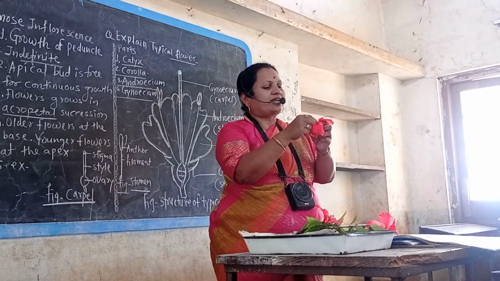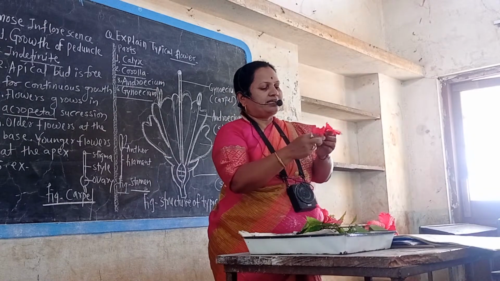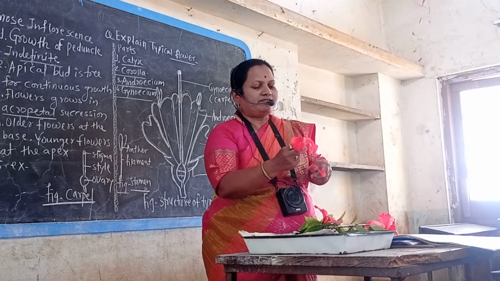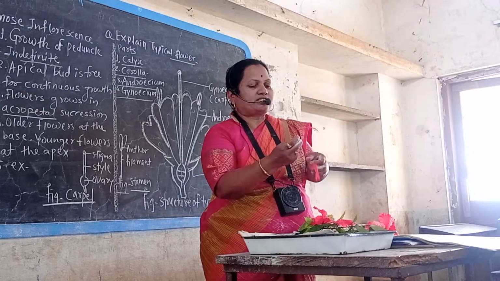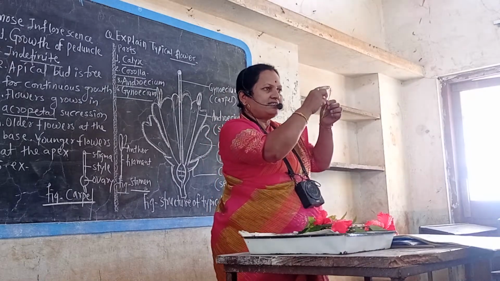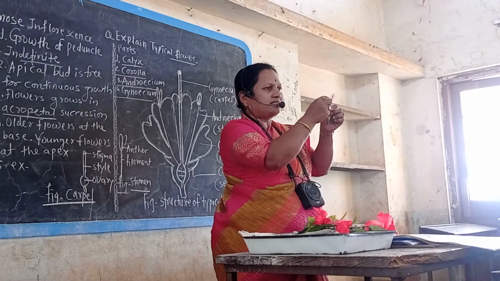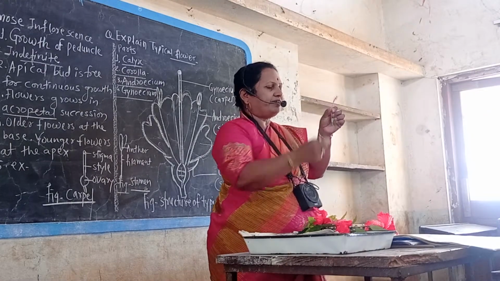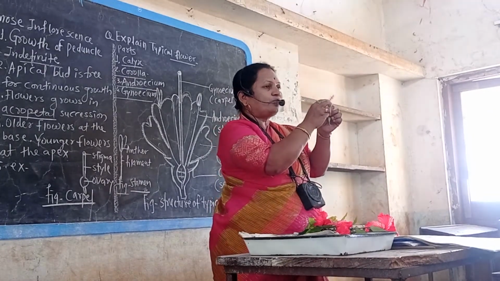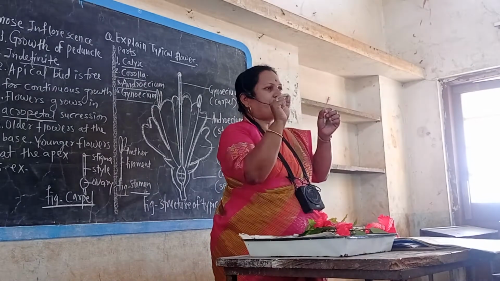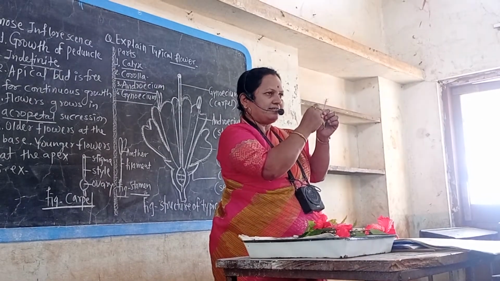Third whorl is called androecium. That is the part of flower in which the male reproductive structure consists. Third whorl, that is the androecium. It consists of many stamens. Each stamen consists of anther and filament. Anther lobe produces pollen grain. परागकण त्याच्यामध्ये तयार होतात पिवळ्या रंगाचे.